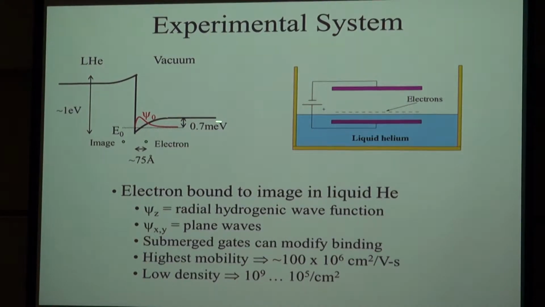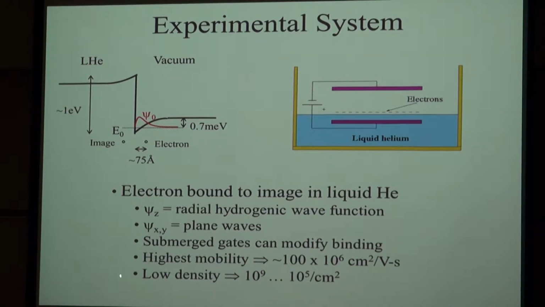In the z direction, you just have a radial hydrogenic waveform. In the xy direction, they're just plane waves. These are free to move around, and in fact, they are incredibly free. There's a guy down the hall from me, Loren Pfeiffer, and he has the world record highest mobility 2D electrons in gallium arsenide, aluminum gallium arsenide heterostructures. He now, I think, is up to 36 million mobility. Sort of without even trying, you get 100 million mobility with electrons on helium.